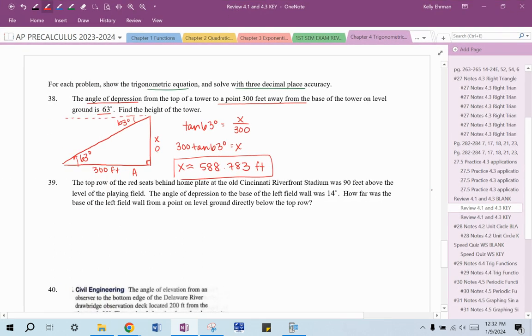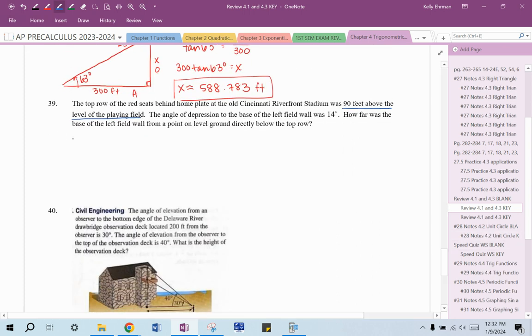All right, next problem. The top row of the red seats behind home plate at the old Cincinnati Riverfront Stadium was 90 feet above the level of the playing field. I found this in an old textbook, so I was like, oh, this is the old stadium. So here we are, sitting 90 feet above home plate in the top row. Oh, the playing field, I guess.